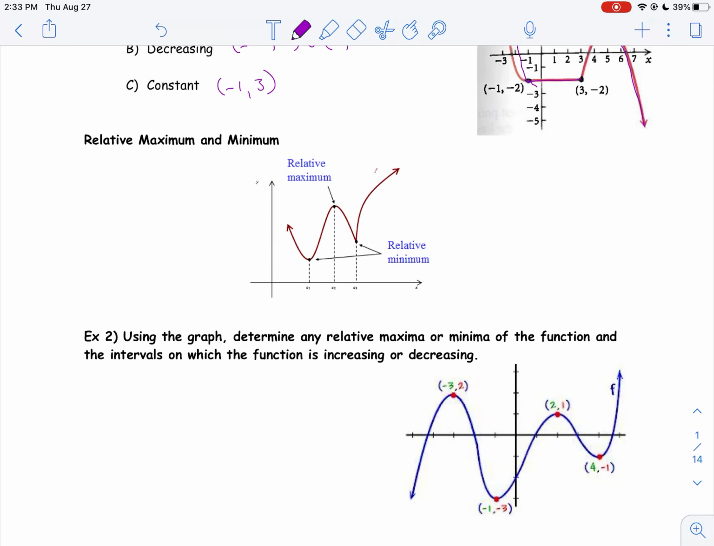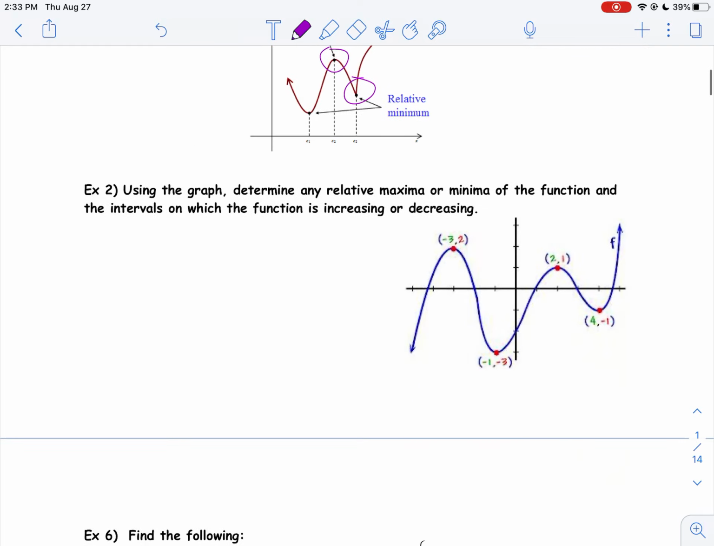Relative maximum and minimum. These are the highest points in a given location on a graph or the lowest points. Let's take a look here. Here you can see we have two relative max. And sometimes we just call these max and mins. A lot of times we drop the relative and we just call it max.